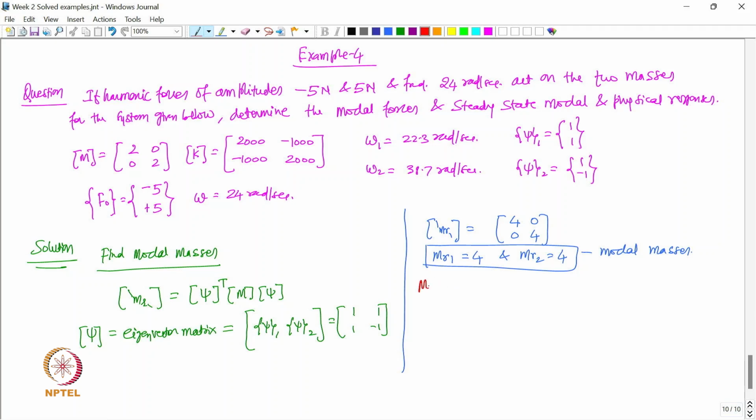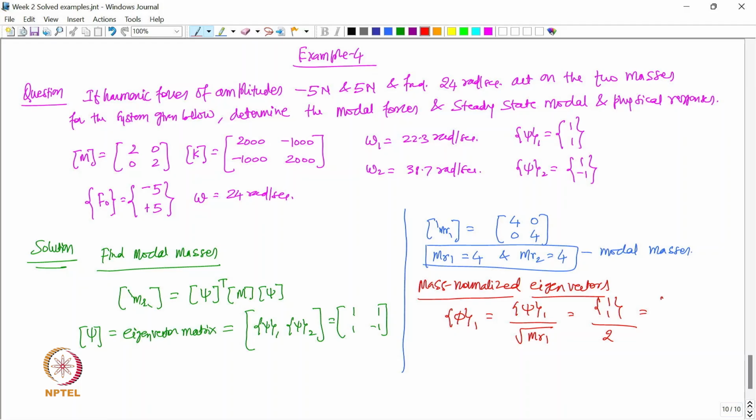So, how to find mass normalized eigenvectors? We represent the mass normalized eigenvector by symbol phi. So, phi 1 will be equal to, you divide the unscaled eigenvector by the square root of the corresponding modal mass, right. If you do that, this would be 1 1 divided by square root of 4, that is 2. So, this becomes 0.5, 0.5. So, this is the mass normalized eigenvector 1.